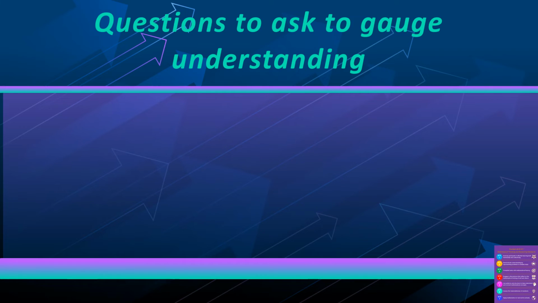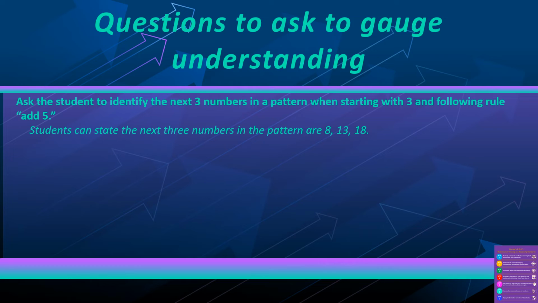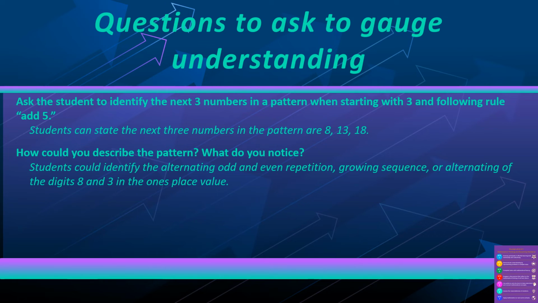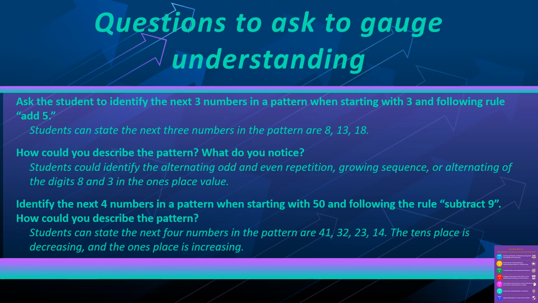Here are some questions to ask to gauge student understanding. We can ask the students to identify the next 3 numbers in a pattern when starting with 3 and following the rule add 5. Students will tell us the next 3 numbers in the pattern when following that rule. We can ask students how would you describe the pattern and what do you notice? Students will have to describe a pattern and tell us the rule that is being followed. And then to identify the next 4 numbers in the pattern when starting at a certain number and following a certain rule. Students will tell us the next numbers and the given rule.